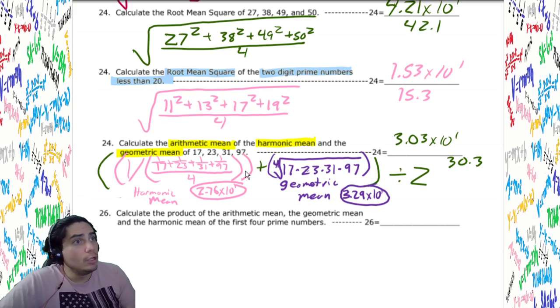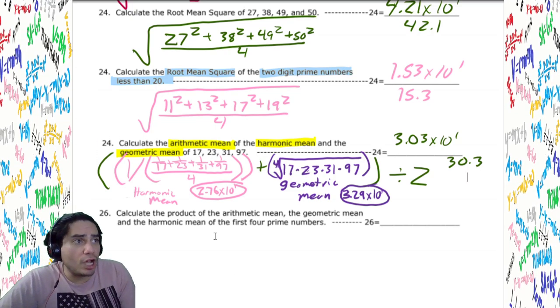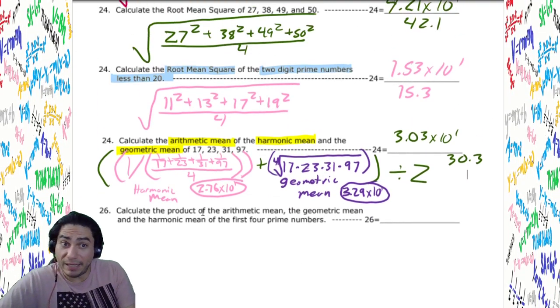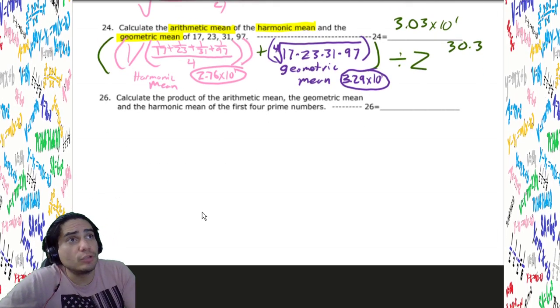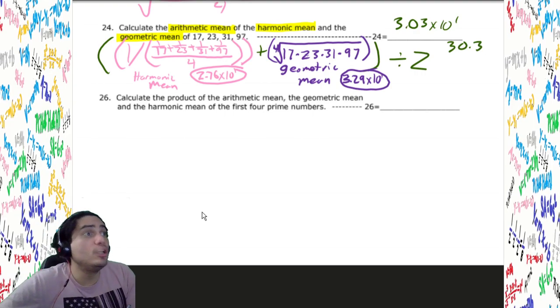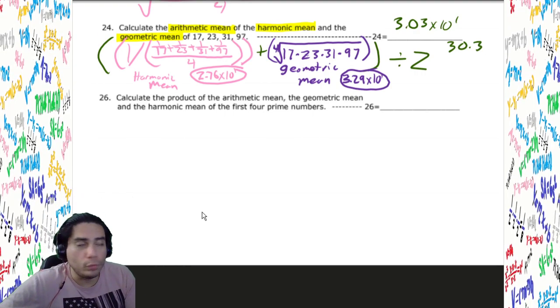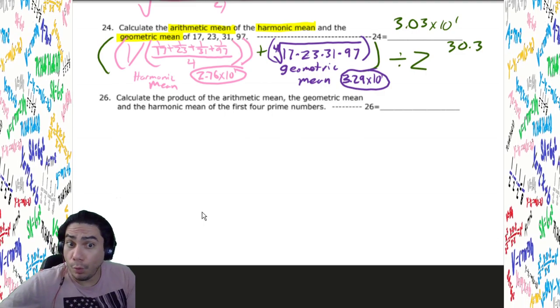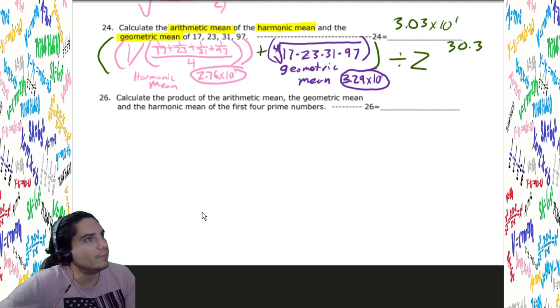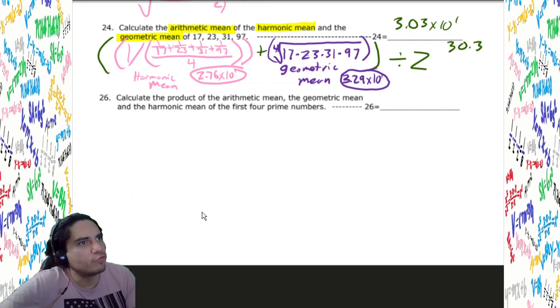Let's keep it going. All right. Calculate the product. Oof, we're going to do the product, man. This is going to be crazy. This is going to be good. So we got to get the product. Okay, so we're going to use three different colors of the arithmetic mean, the geometric mean, and the harmonic, of the first four prime numbers. Okay, so what are our first four prime numbers?